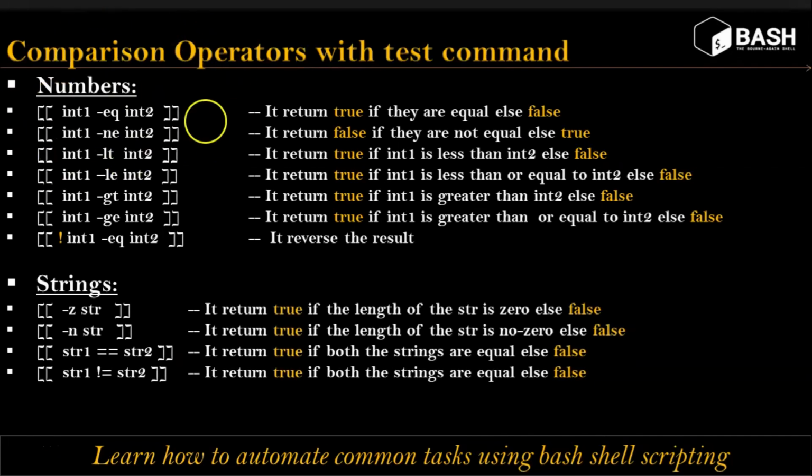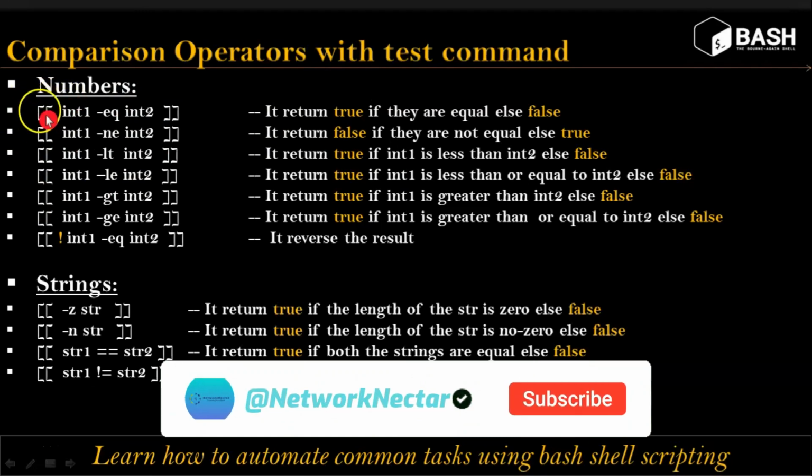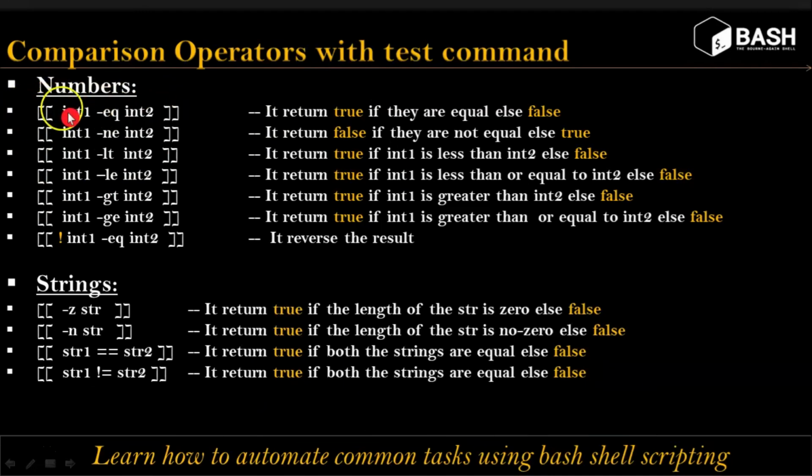Here I have given a syntax by including the test command. See that square braces, double square braces is there. That means there is a test command. After running this command with this operator, observe here -eq. That means if these two numbers are equal, then this entire command will give the return status as 0. 0 means true. In case they are not equal, this entire command will give the exit status or return status as 1. 1 means false.